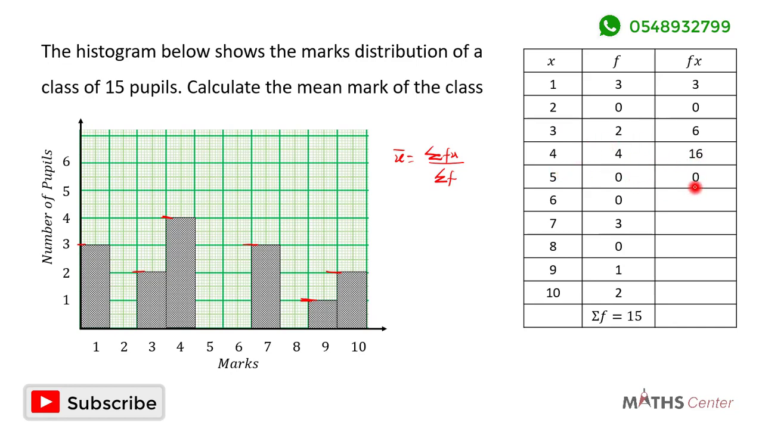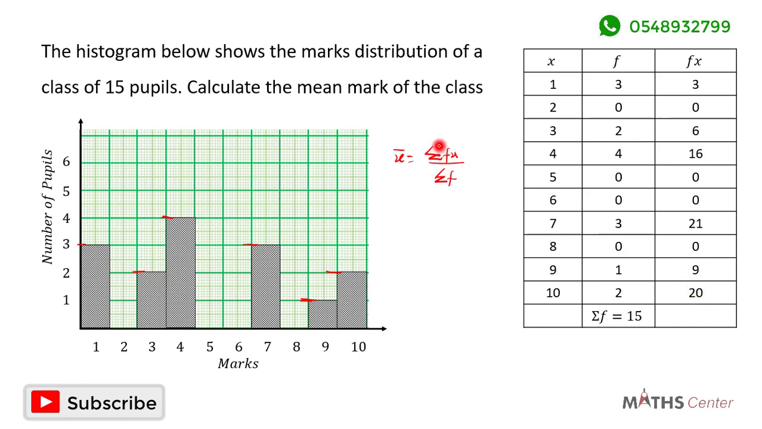5 times 0 is 0. 6 times 0 is 0. 7 times 3 will give us 21. 8 times 0 is 0. 9 times 1 will give us 9. And finally, 10 times 2 will give us 20.